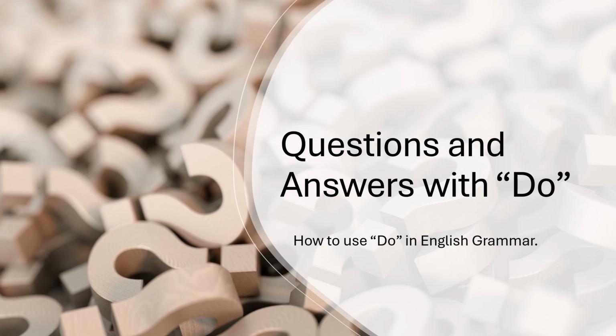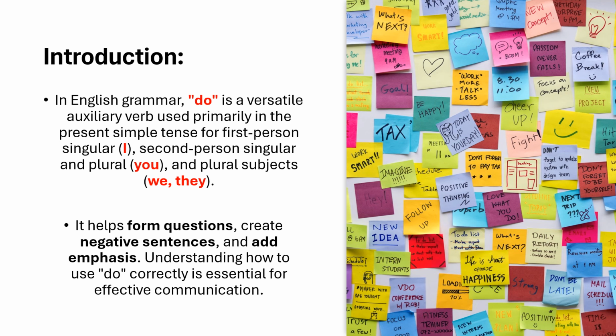confidently. Let's get started. In English grammar, do is a versatile auxiliary verb used primarily in the present simple tense for first person singular, that is I, second person singular and plural, that is you, and plural subjects, that is we and they. It helps form questions, create negative sentences, and add emphasis. Understanding how to use do correctly is essential for effective communication.